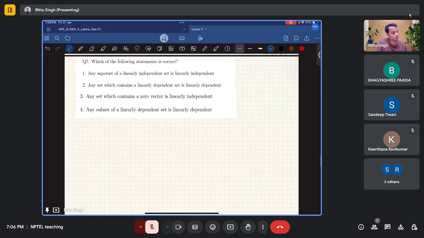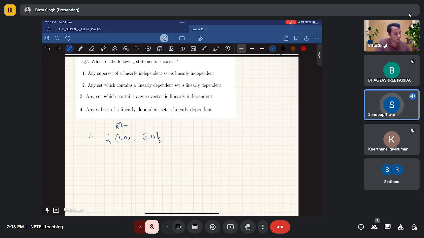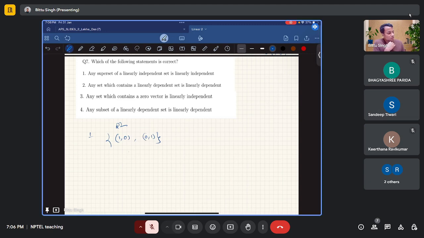Question number 7. Which of the following statements is correct? Is or are? Let us see. Any superset of a linearly independent set is linearly independent. Is it true? For example, let us consider R2. So 1, 0 and 0, 1, these two are linearly independent. This is obviously false.